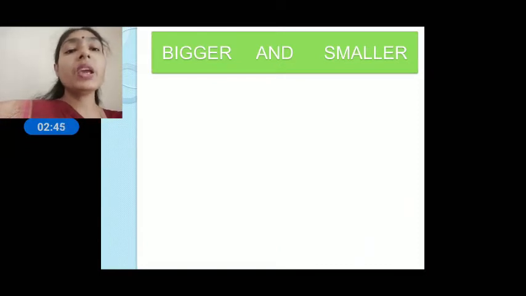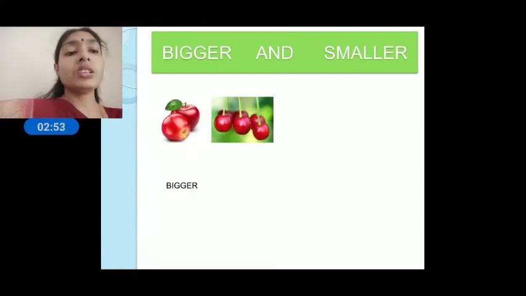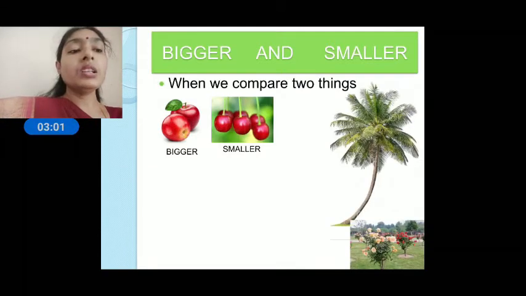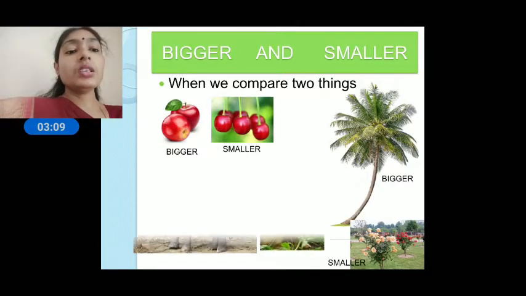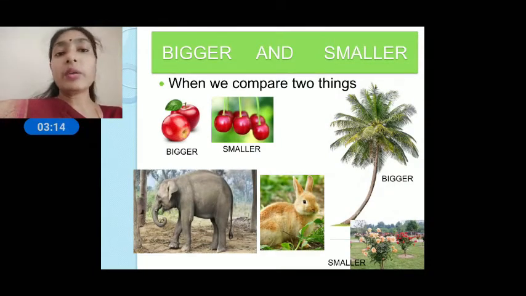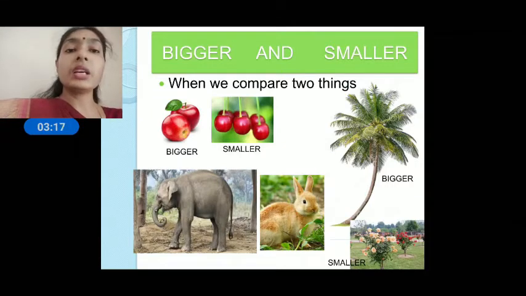Next concept is bigger and smaller. When we compare two things, we say bigger and smaller. See here, apple and cherry are there. So the apple is bigger than the cherry, or the cherry is smaller than the apple. Similarly, this coconut tree is bigger than the rose plant, or this rose plant is smaller than the coconut tree. Similarly, here elephant and rabbit. Yes, I know all my children have understood: the elephant is bigger than the rabbit, or the rabbit is smaller than the elephant.